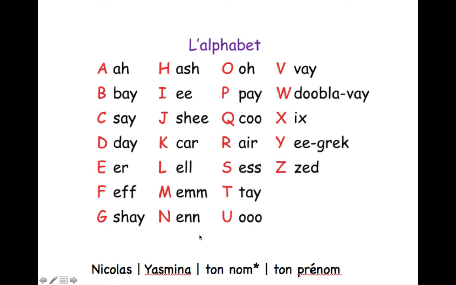Once you have practiced that a few times, you can spell these two names at the bottom, and also you can write your name and surname and practice spelling those. Ton nom in French is your family name or surname. Ton prénom is your first name.